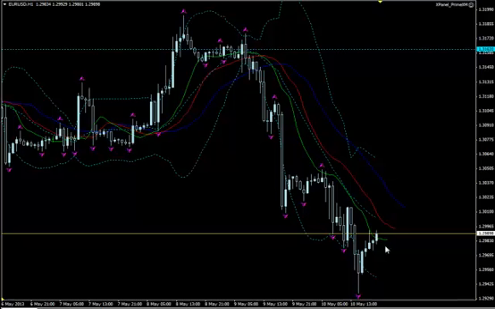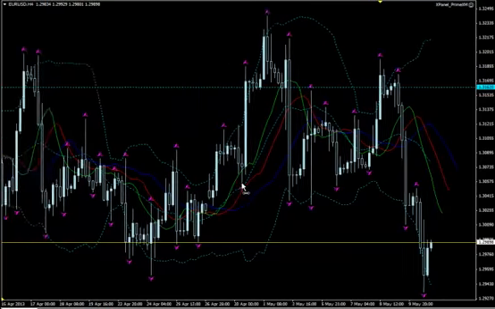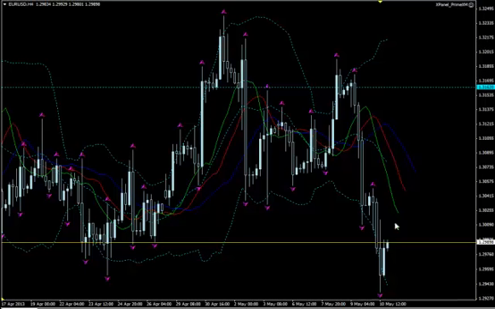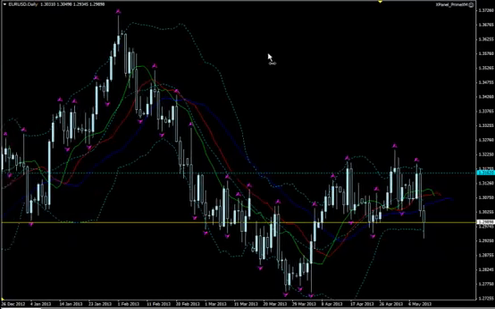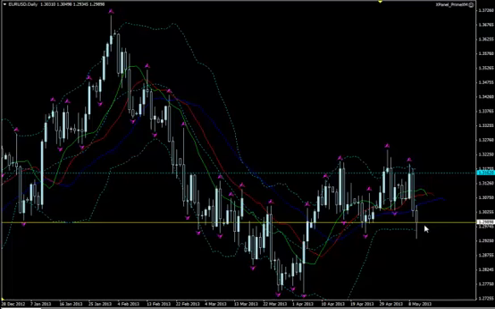The green stands for the lips of the alligator, the red one for the teeth, and the blue for the jaw. So we see that things are moving slowly here, and even more slowly on the H4 chart, which has not recovered from the downward move yet. We see that the edges of the Bollinger Bands here are still turned outwards, and the alligator is falling down. And although we had this move, it was not enough for the H4 chart to sense the difference. And the same stands for the daily chart.